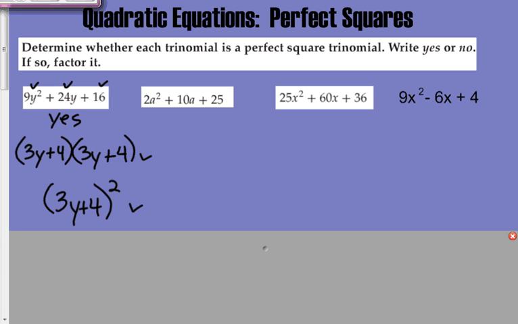Okay, let's do it again. Are the first term and the last term perfect squares? The last term is, but the first term is not. So this is a no.